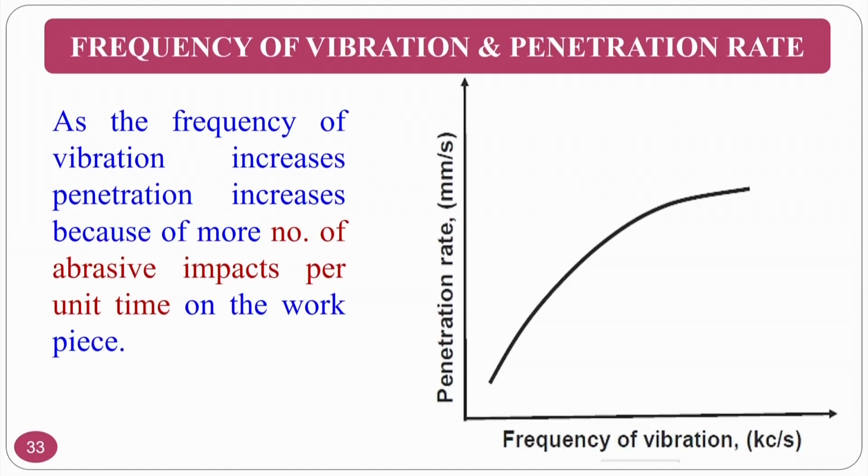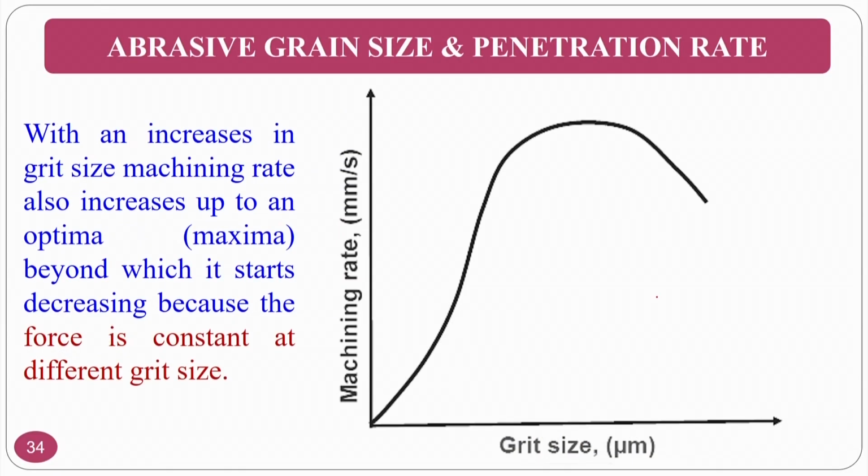If you see the frequency of vibration with respect to penetration rate, if the frequency is high, what will happen? The number of abrasive particle impacts per unit time will be high. If the number of abrasives coming in contact with the workpiece is high, obviously the material removal will be very high. If the material removal is very high, the penetration obviously will increase. And the grit size, if the grit size is increasing, what will happen?